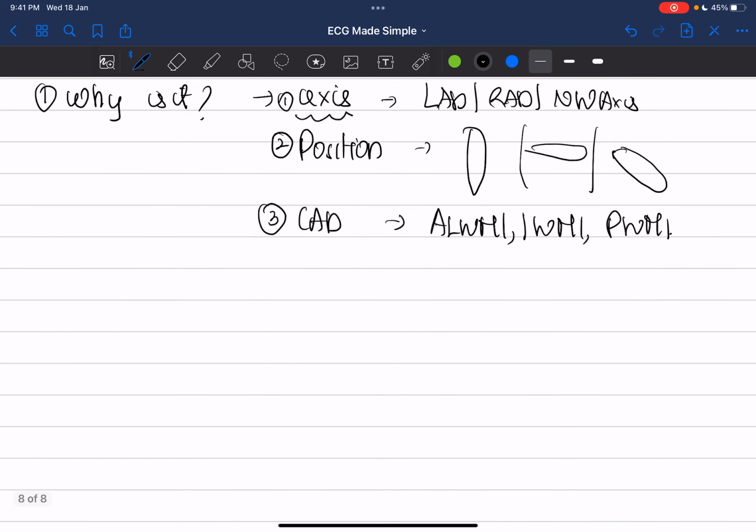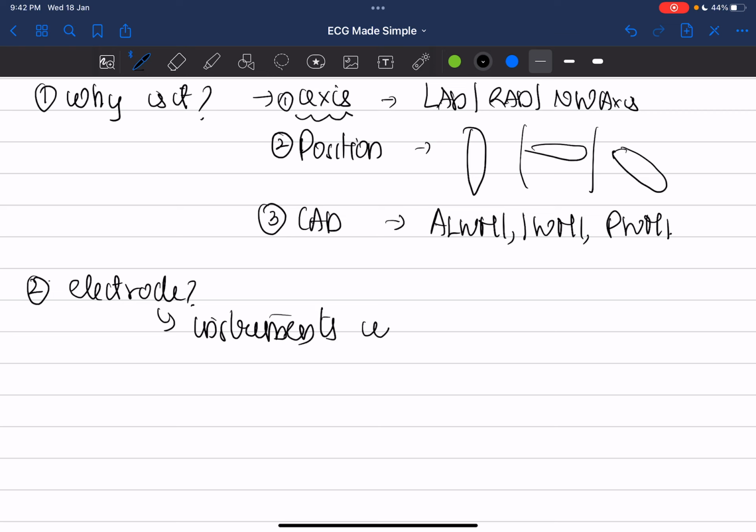What is an electrode? That you should know. We all know, when we put an ECG, we put one on the right hand, one over the left hand, one over both the feet, and then we attach leads over the chest. Those physical objects that you attach over the body are called electrodes. It's an instrument which measures the electrical activity.